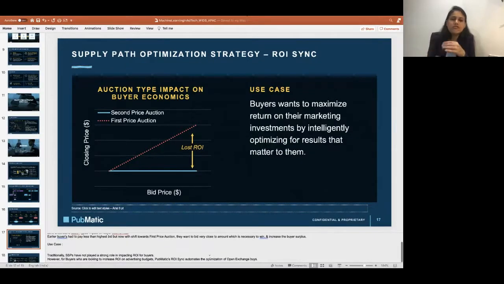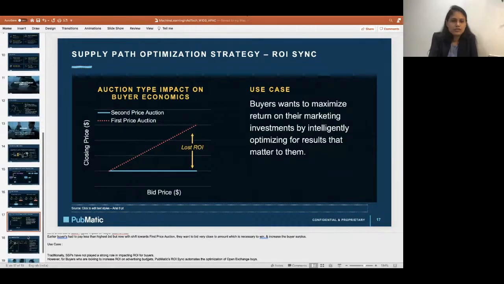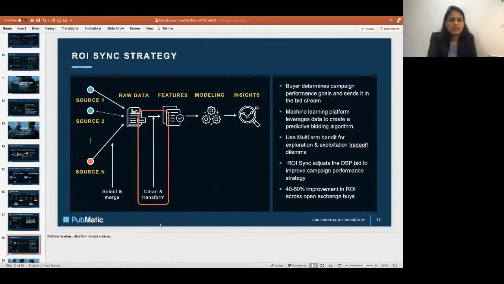Traditionally, SSPs have never played a very strong role in impacting ROI for buyers. However, for buyers looking to increase ROI on their advertising budgets, PubMatic's ROI Sync automates the optimization of open exchange price. The solution for this use case will become clearer later. Here we have explained how the entire chain works in this problem. So we will be looking at the ROI Sync strategy.